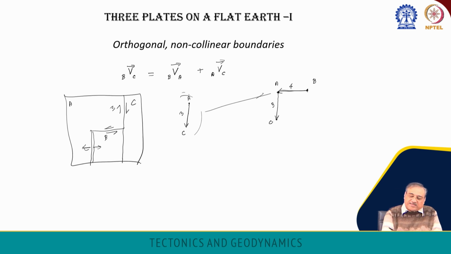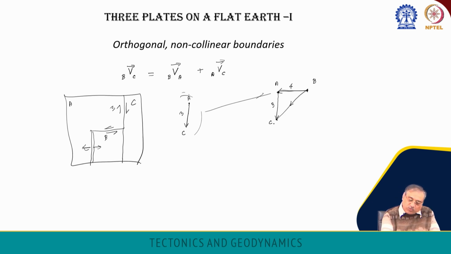Now, what this means is I have now got 2 of the velocities. To an observer on B, which direction is C moving? So, you can see where C is. C would be moving southwest.